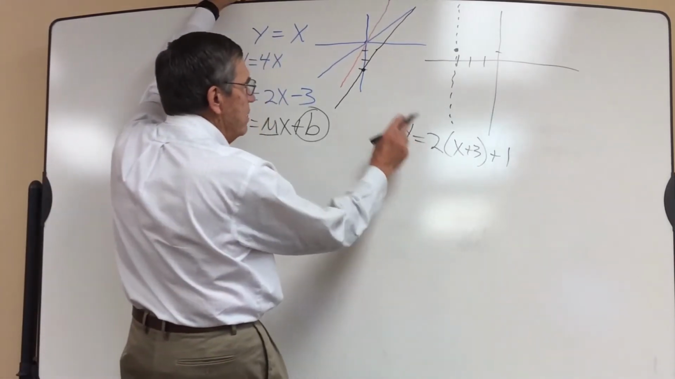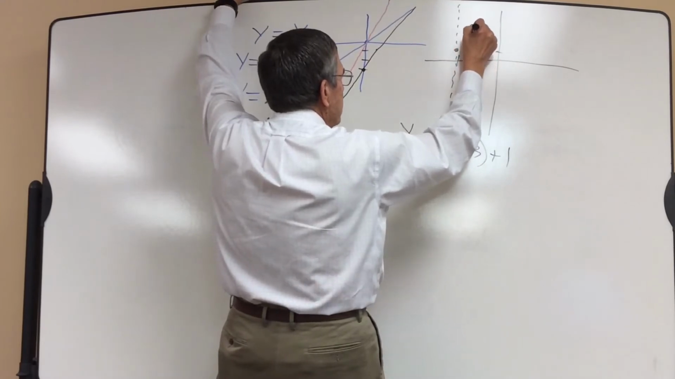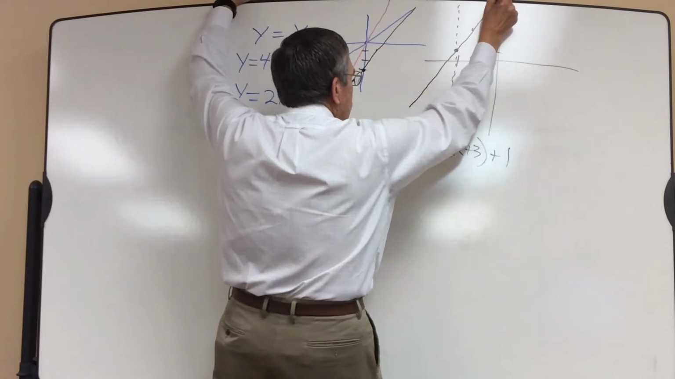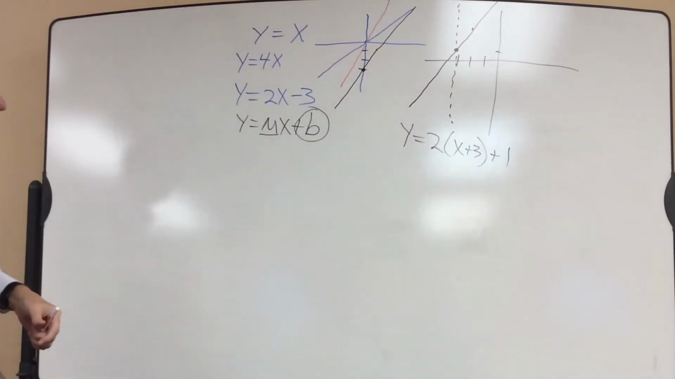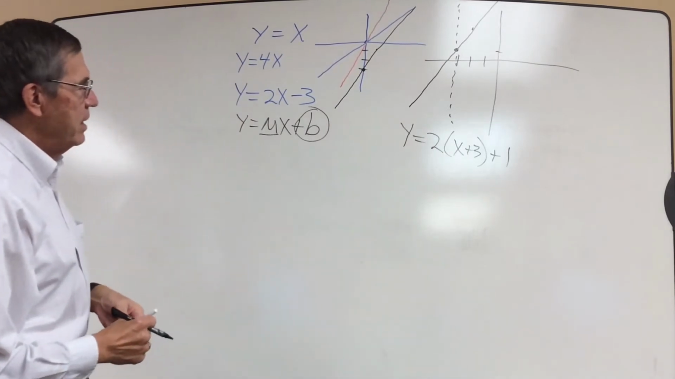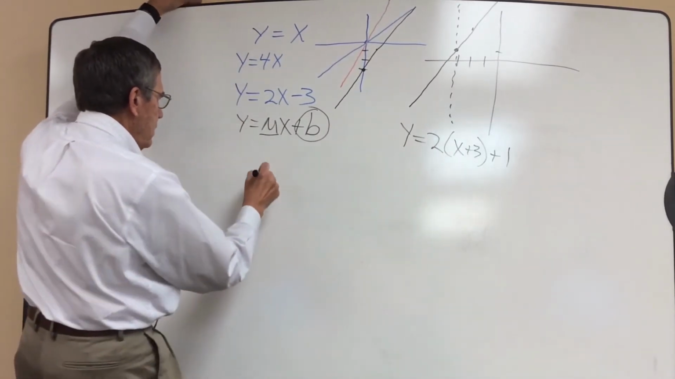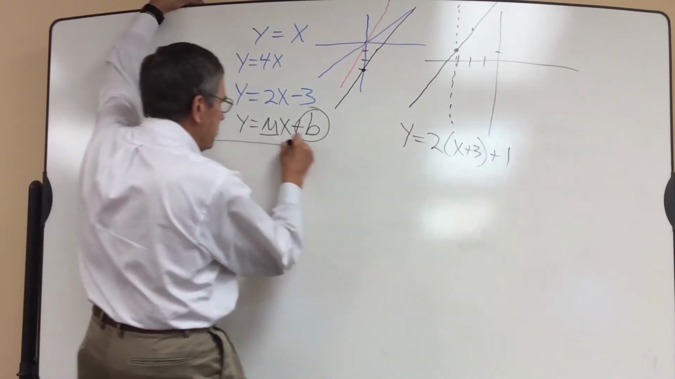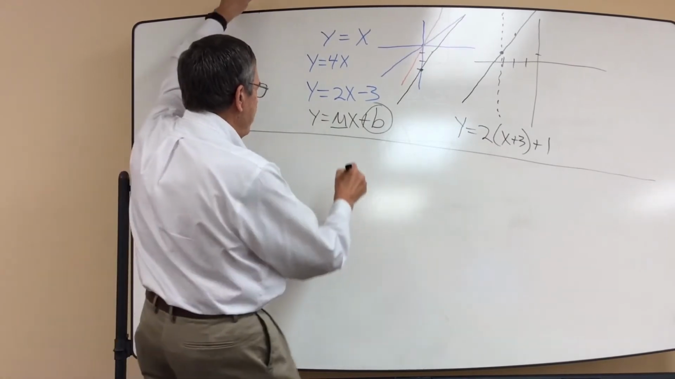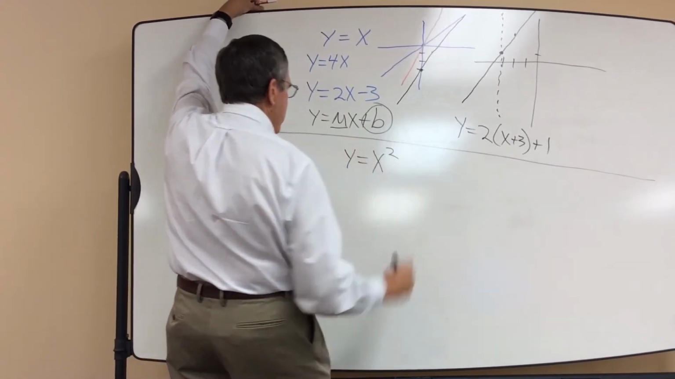And it's going to have a slope of 2. So over 1, up 2. And now we have the new line going just like that. All right, so that's how we can deal with a straight line. What about a parabola? So I'll just go to the lower part of the board here. What if we have y equals x squared?